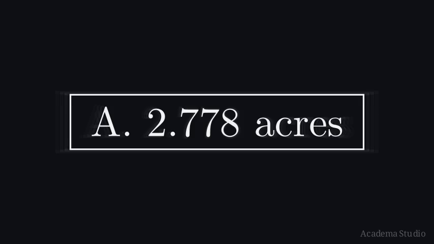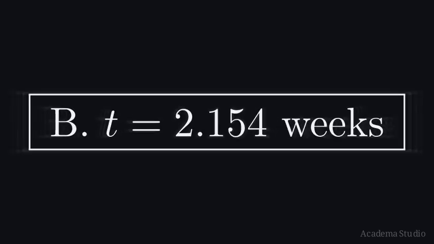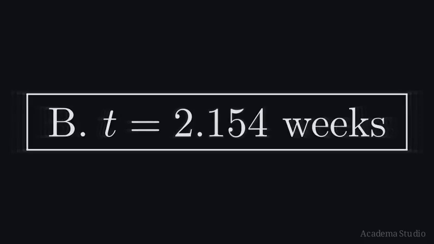The final answers are: Part A, 2.778 acres. Part B, t equals 2.154 weeks. Part C, the rate of change approaches 0. Part D, A(t) is maximized at t equals 11.442 weeks. This framed result is the final answer for the question.